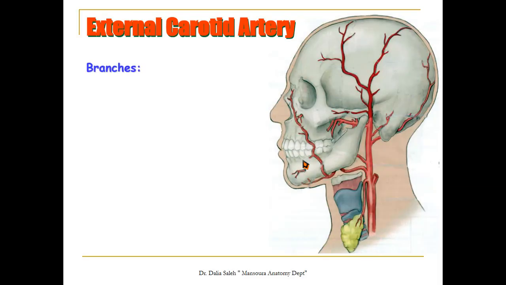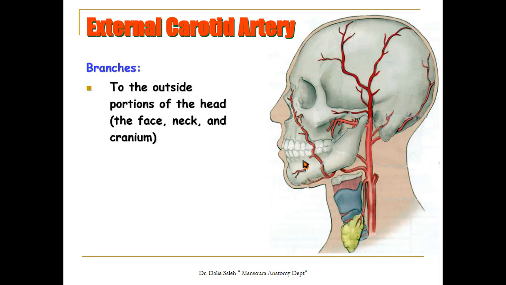What about the branches of the external carotid artery? Like I said, they supply the portion of the head and neck and face, of course, outside the cranium. That's why it is called external. It has many branches. Three lie anterior, or come from its anterior aspect. The one that will go upward into the face, we call it the facial artery. The one that will go downward and supply the thyroid gland, we will call it the superior thyroid artery. And the one in the middle that will go and supply the tongue, we call it the lingual artery.